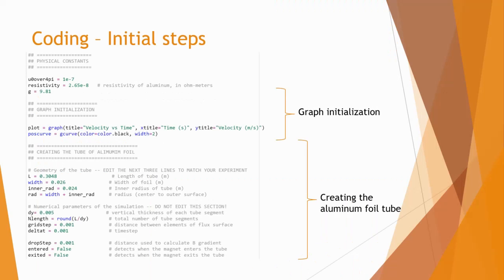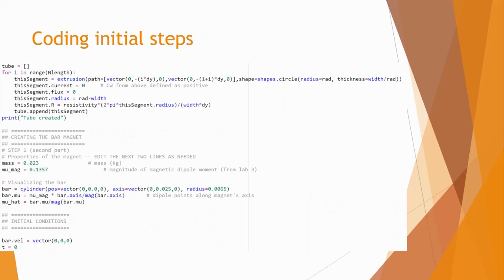After taking experimental values, we moved to coding. The first steps were to put down the physical constants, to initialize the graph, and then to create the aluminum foil tube. Afterwards, we created the bar magnet and visualized the bar with its qualities. We also put down our initial conditions for the bar magnet's velocity and the time being 0. This was useful especially for the iteration used later.